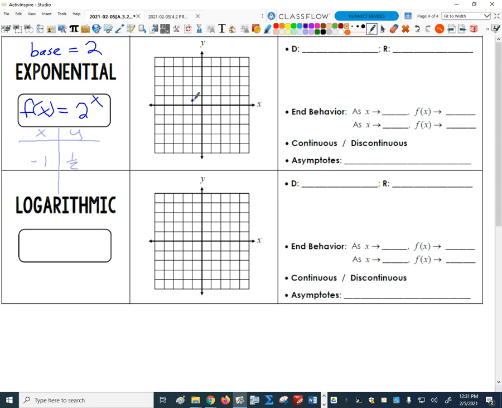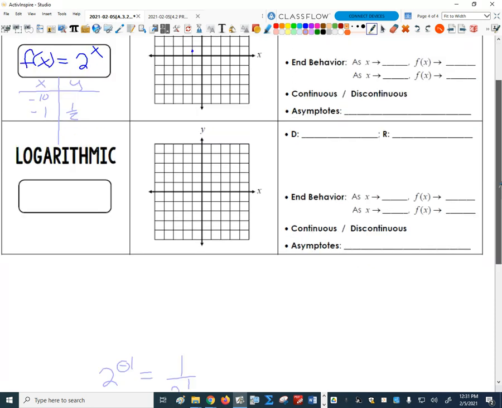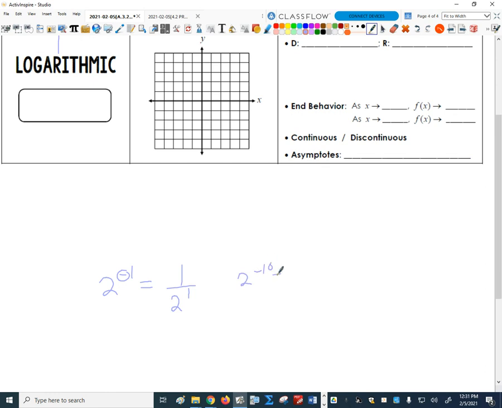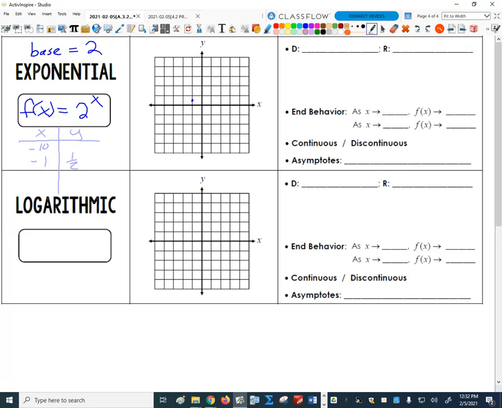Okay, well, what if I put in a really big negative value? Like, what if I put in negative 10? Well, 2 to the negative 10 is the same thing as saying 1 over 2 to the 10th. Geez, 2 to the 10th would be 1 over 1024. That's a pretty small number, isn't it? Right? So what's it doing? As I go further and further to the left on my graph, the y values are getting smaller and smaller, right? So that looks like an asymptote, doesn't it? It's doing something like that.